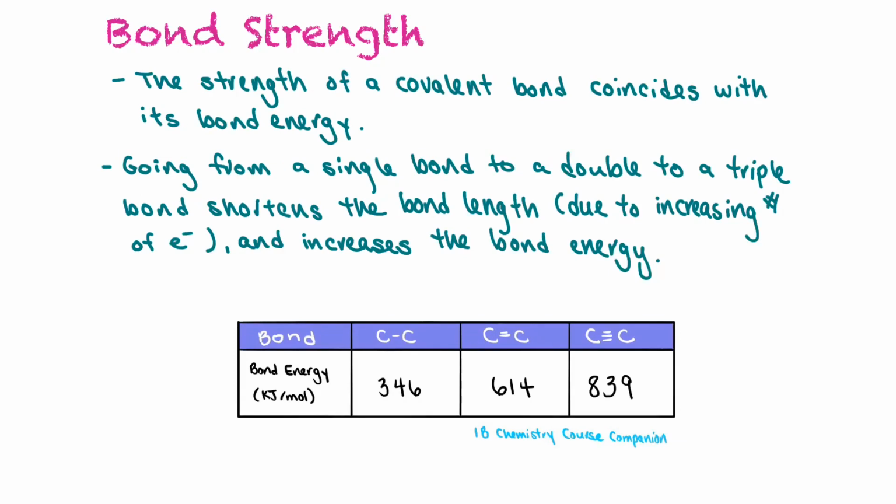Now if we look at bond strength, depending on the type of bond there is, that will coincide as well. The strength of a covalent bond coincides with its bond energy. So when you go from a single bond to a double bond to a triple bond, that's shortening the bond length, and that's because of the increasing number of electrons being shared, and that increases the bond energy. If we look at a carbon-carbon single bond, the bond energy is 346 kilojoules per mole. A double bond is 614 kilojoules per mole, and then a triple bond is 839 kilojoules per mole.